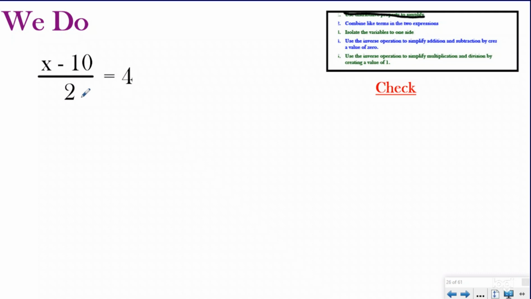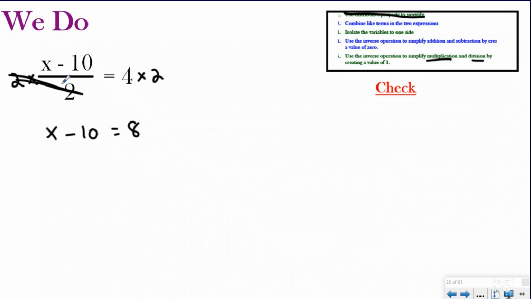So for this one, I'm actually going to go a little bit out of order. I want to get rid of my division by using my inverse operation of multiplication. I know this is a fraction, which is really a division problem, so the inverse of division would be multiplication. So I'm going to multiply by 2. And again, because my equation is balanced, whatever I do to one side, I have to do to the other. This is going to make a 1. And now I'm just left with x minus 10 equals 8.